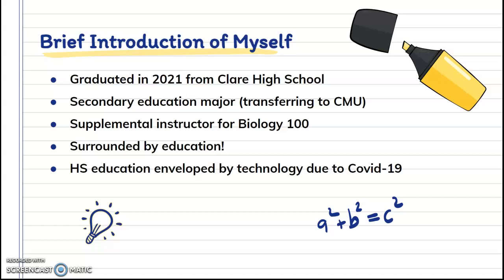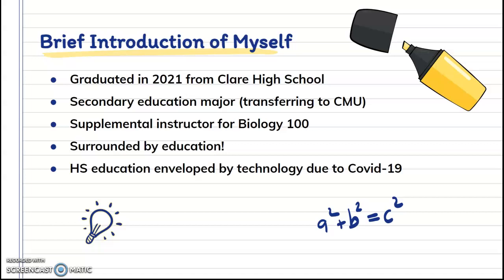So my high school education was enveloped by technology due to COVID-19. I missed about 7 months of high school. 7 or 8 months of my high school experience were distance learning. So lots of technology was implemented in that time, and the teachers were learning how to use it, and the students were learning how to use it. And it was definitely an interesting experience and kind of gave me the motivation to do this topic and talk a little bit about this overhanging idea of technology in education.